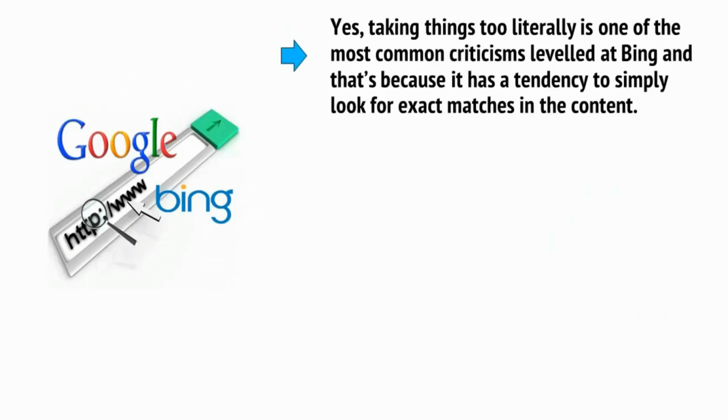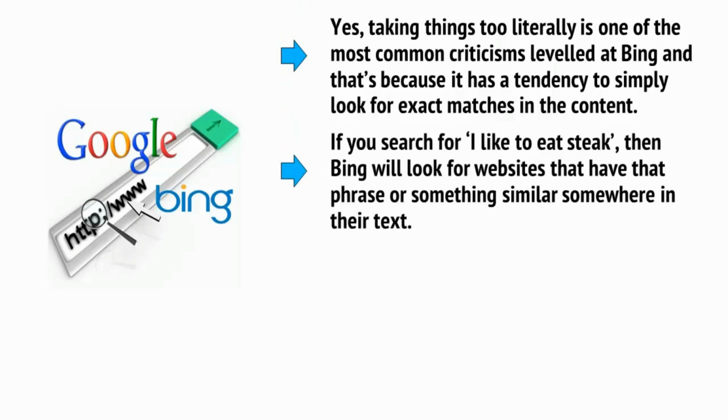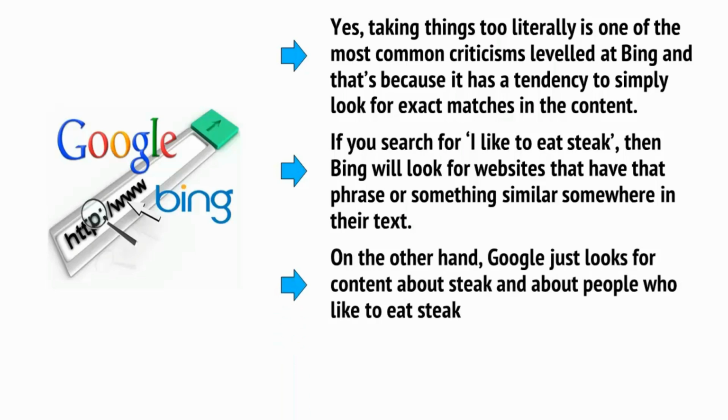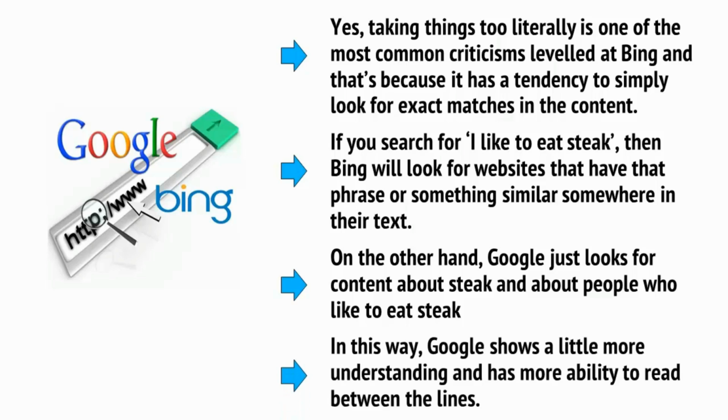Yes, taking things too literally is one of the most common criticisms leveled at Bing, and that's because it has a tendency to simply look for exact matches in the content. If you search for "I like to eat steak," then Bing will look for websites that have that phrase or something similar in the text. On the other hand, Google just looks for content about steak and about people who like to eat steak. In this way, Google shows a little more understanding and has more ability to read between the lines. Not that this is always a good thing, mind.